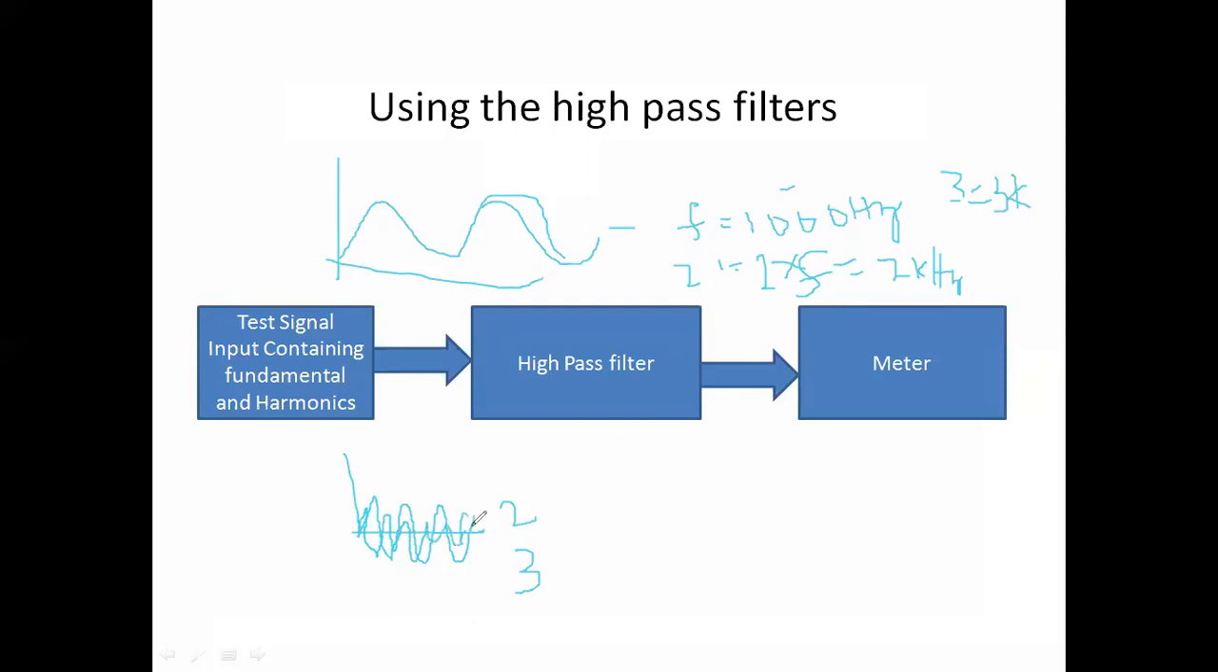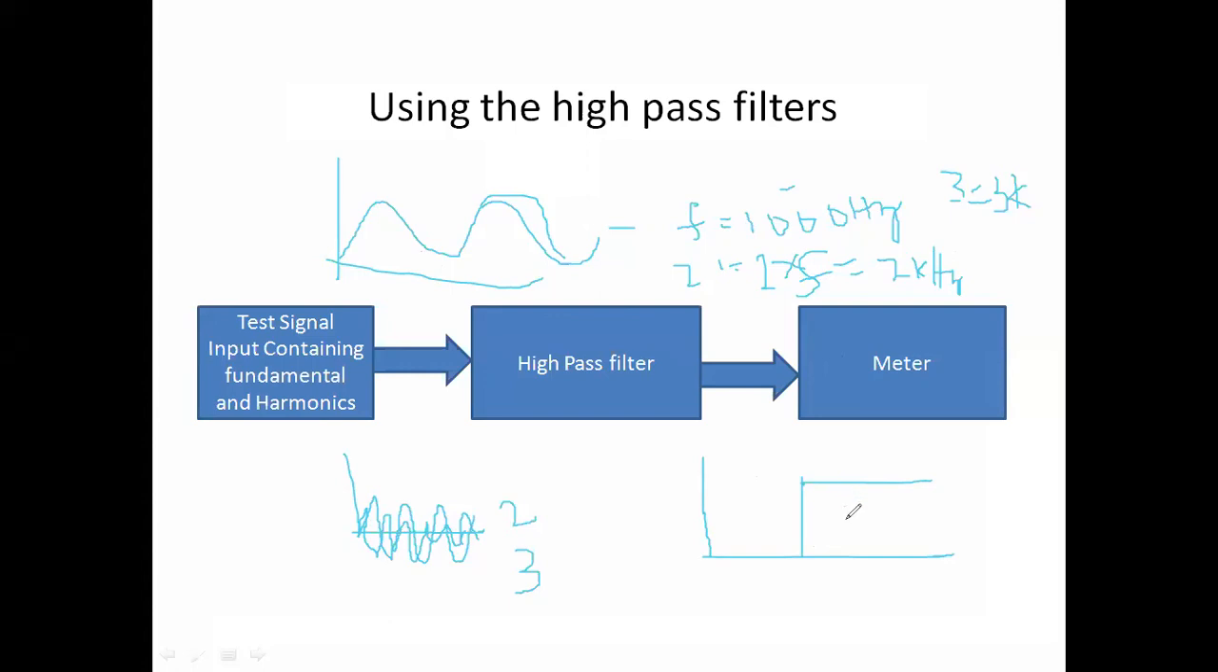Okay, the time period is decreasing. So the time period is very less when compared to the fundamental frequency. So the frequency is increasing, whereas a high pass filter will allow only high frequency signals.